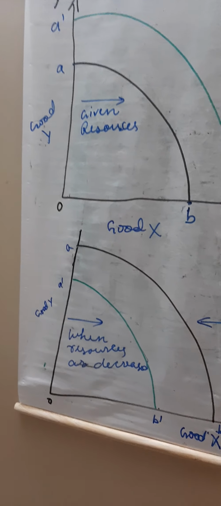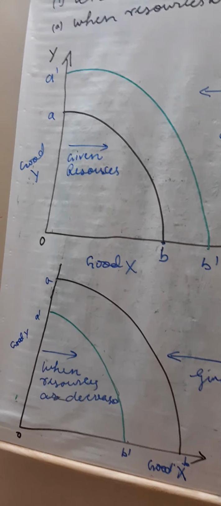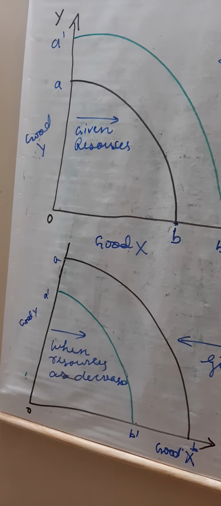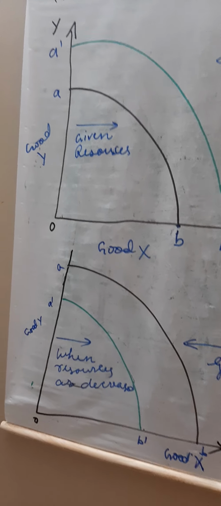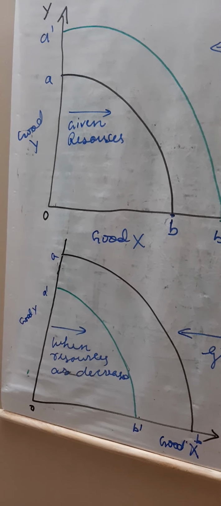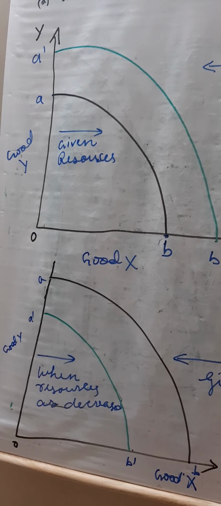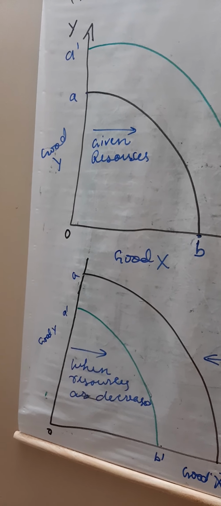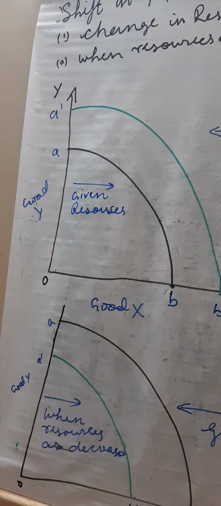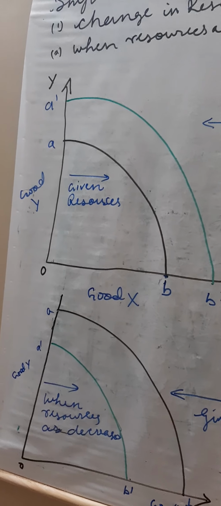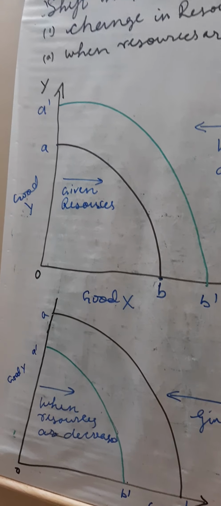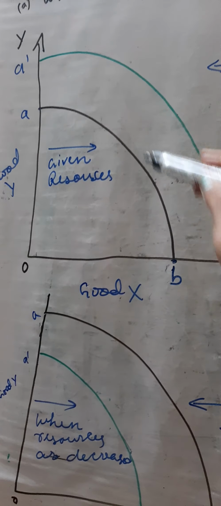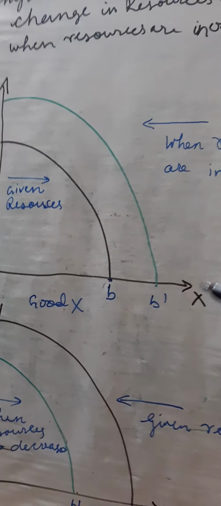on the y-axis. Here we see that when there is a change in resources, the resources of production are land, labor, capital, entrepreneurship. If we make a little change in any of the production units, for example we change labor, we have increased labor from 10 to 15, then this increase in labor will change your PPC curve from AB to A dash B dash.